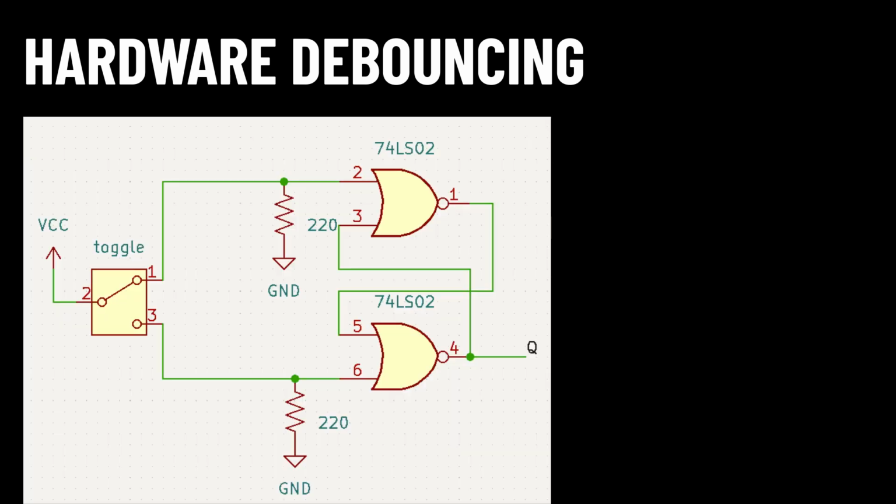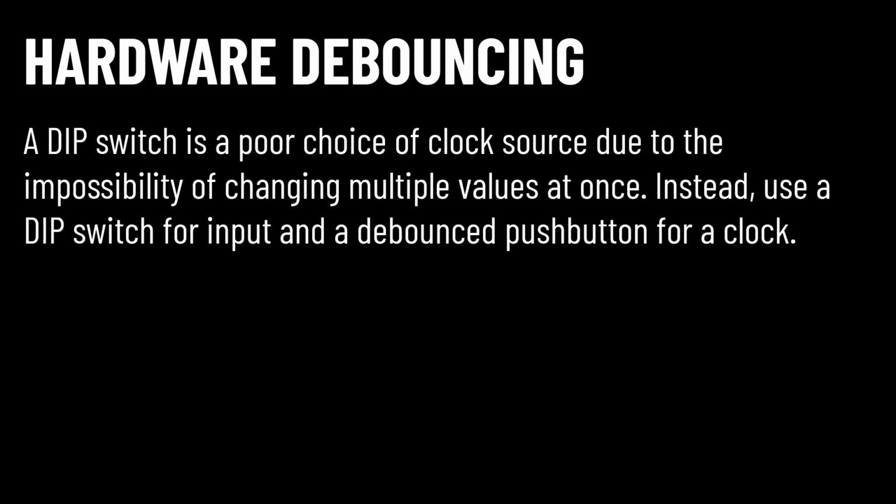Debouncing a toggle switch is much more complicated and can be achieved using an SR latch. To avoid having to open this can of worms, I would recommend not using a toggle switch as a clock source. In general, a dip switch is a poor choice of clock source due to the impossibility of a human changing multiple inputs simultaneously. Say, switching an input value from 001 to 110. If a dip switch is to be used as an input source, then a debounced push button can be used as the clock. Using different input devices as input and clock would also take care of any possible setup issues.